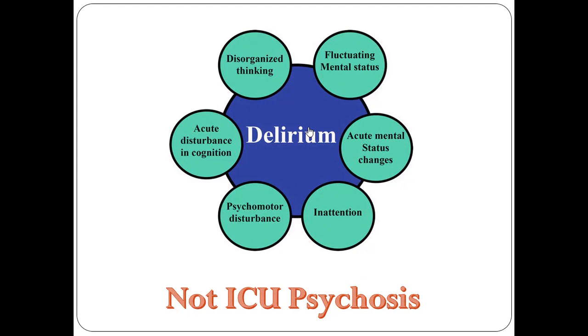And acute disturbance in cognition. Cognition means higher mental function, like memory deficit, they sometimes do not remember. Disorientation of person, place and time. If you ask where are you, they do not remember where they are. So all these things happen in a delirium state. The most important are inattention and disorganized thinking.